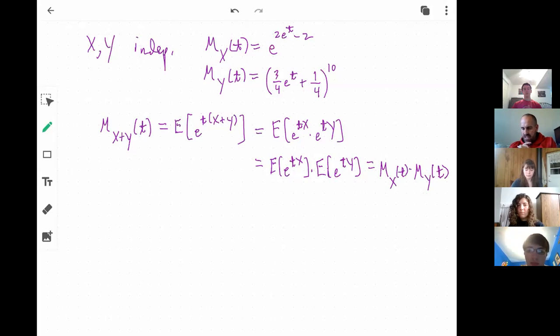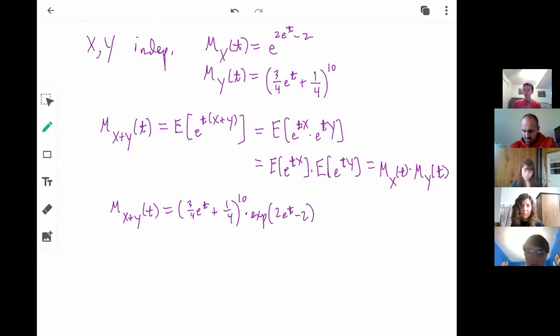So one way that you could do this, and I think this one ends up being a little bit fierce, is you could say the moment generating function of X plus Y of t is equal to the product of these two things: 3/4 e to the t plus 1/4, raised to the 10th, times, I'm going to write what they did, exponential of 2 e to the t minus 2. Okay.